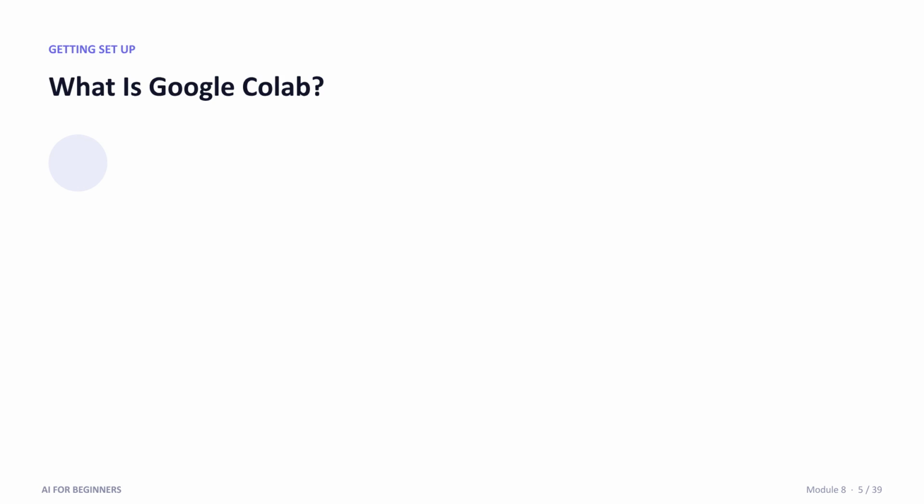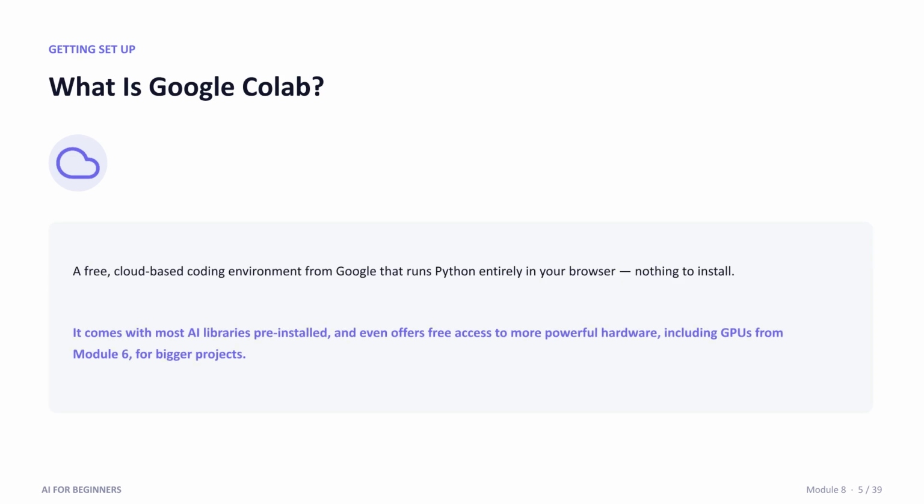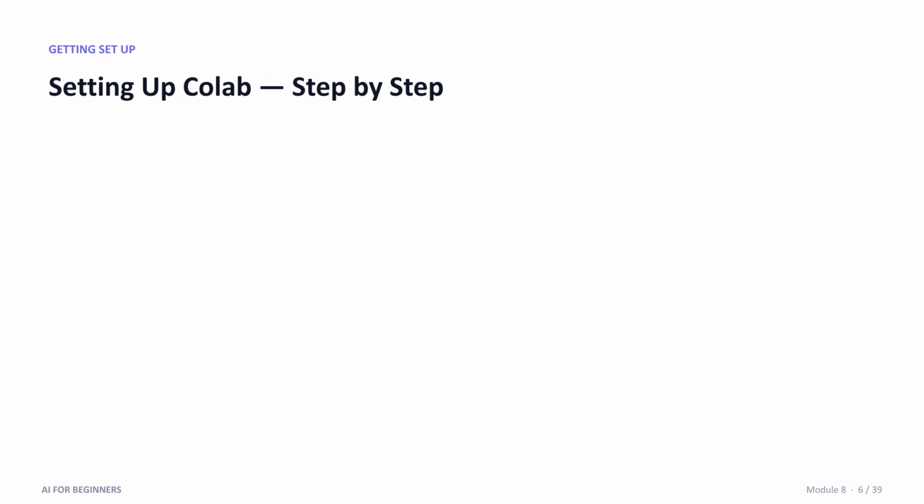To write this code, we'll use Google Colab. It's a free, cloud-based platform that runs entirely in your browser. There is nothing to install. It comes with the most important AI libraries pre-installed, and even gives you free access to powerful hardware like GPUs for your larger projects.